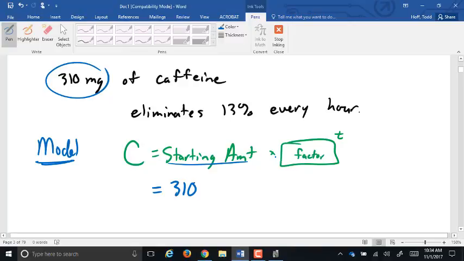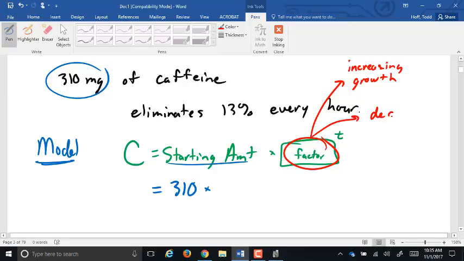Now there's some assumptions there. One, we're going to assume that Jacob consumed the coffee very quickly. Because if it was spread out over 20 minutes or so, that's going to change things. So we're going to assume that 310 is just instantly in the body. Now the factor, the next part, always relates to 100%. Now it depends on whether this is an increasing problem, a growth problem in other words, or if it's a decreasing problem, or a decay problem.